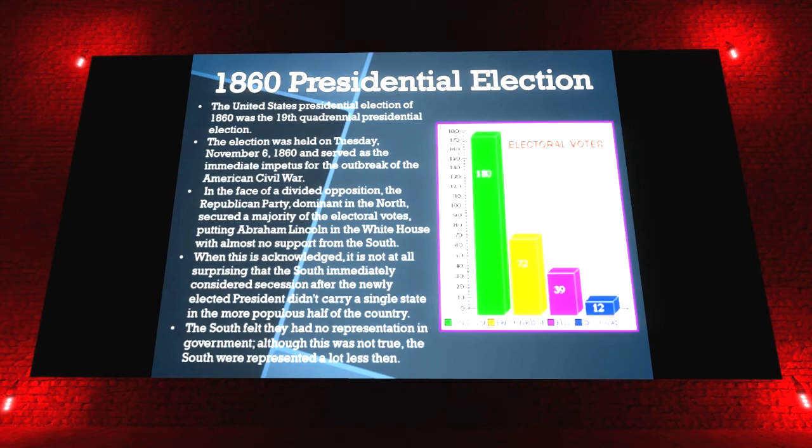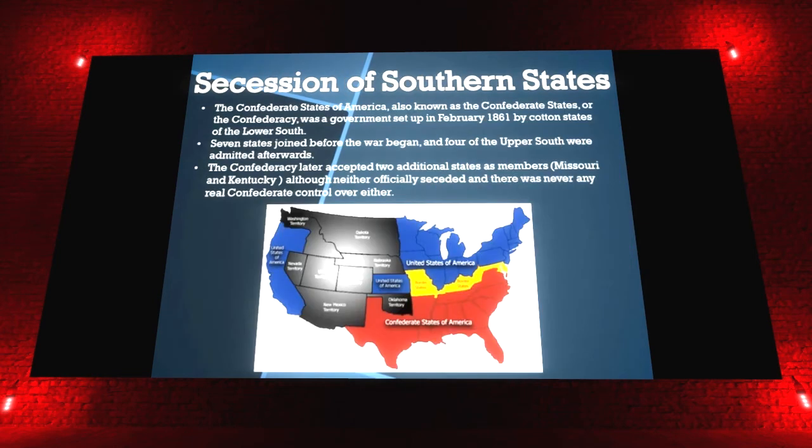The Confederate States of America, also known as the Confederate States or the Confederacy, was a government set up in February 1861 by cotton states of the Lower South. 7 states joined before the war began, and 4 of the Upper South were admitted afterwards. These states all seceded from the Union, and it created immense conflict between the North and the South, because now the South no longer considered themselves part of the United States.